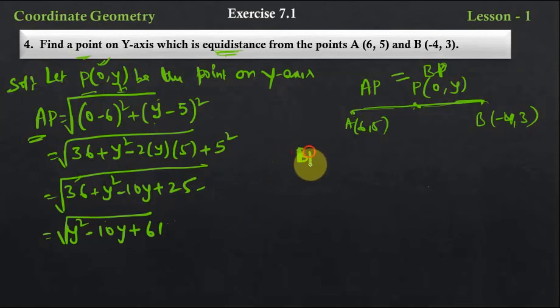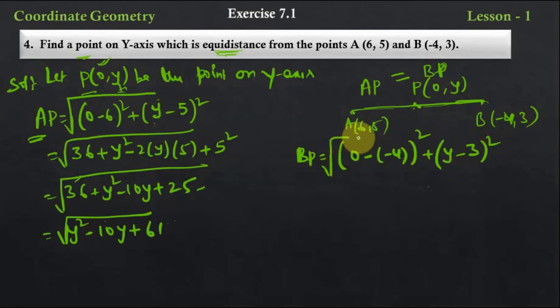Now similarly we'll find the distance of BP. So what is the distance of BP? Same formula. x2 here is 0 minus x1, which is minus 4. So again one more bracket, minus 4 whole square plus y2, which is y only, minus y1, which is 3, whole square, under root, okay. Chalo, now 0 plus 4, this will become 0 plus 4 whole square plus y minus 3 whole square.